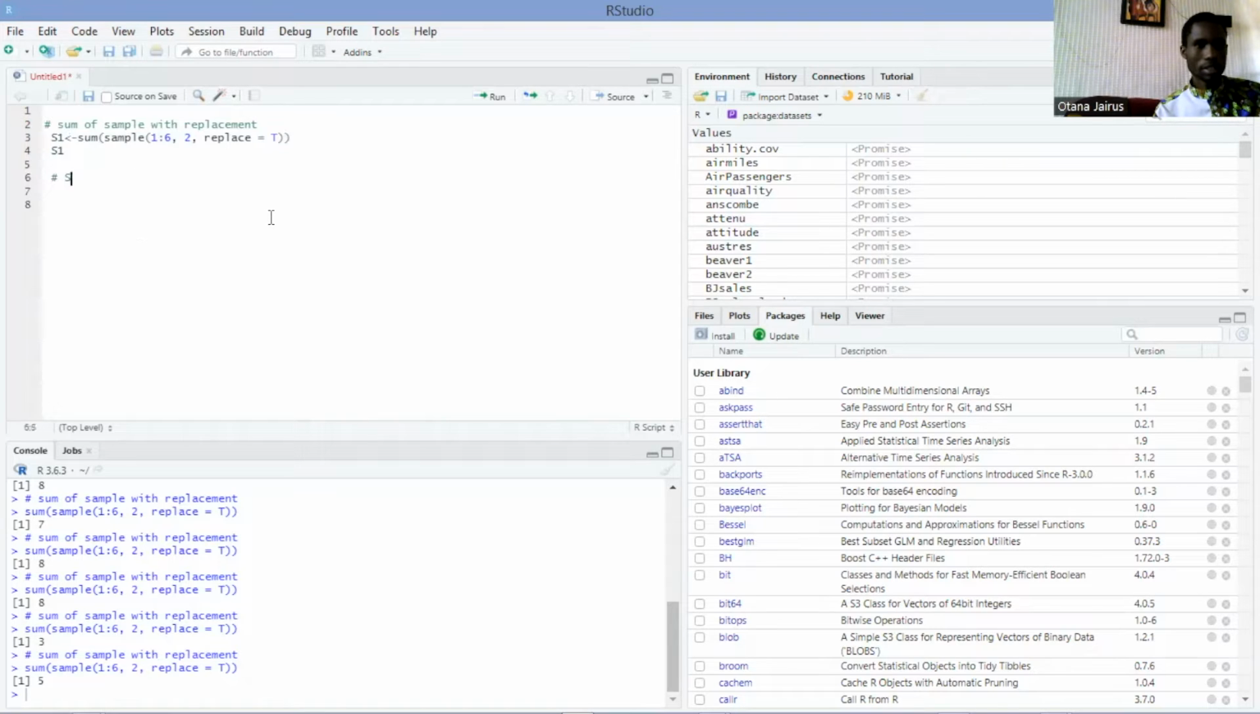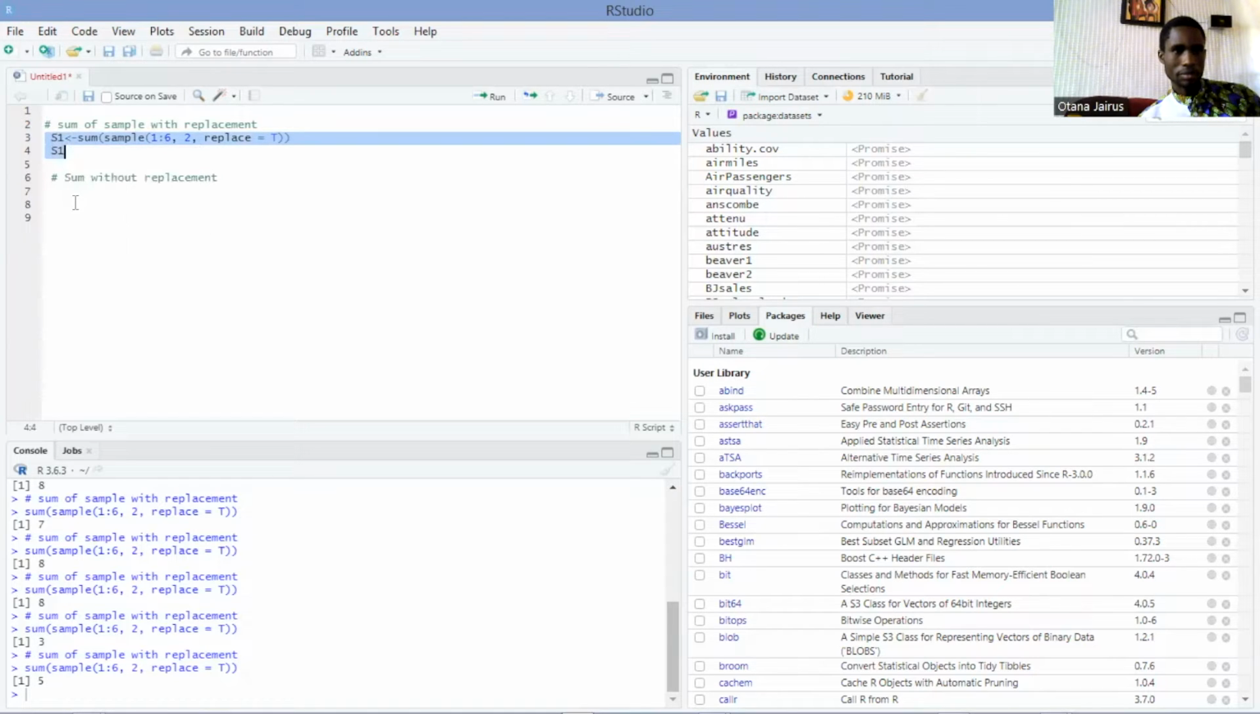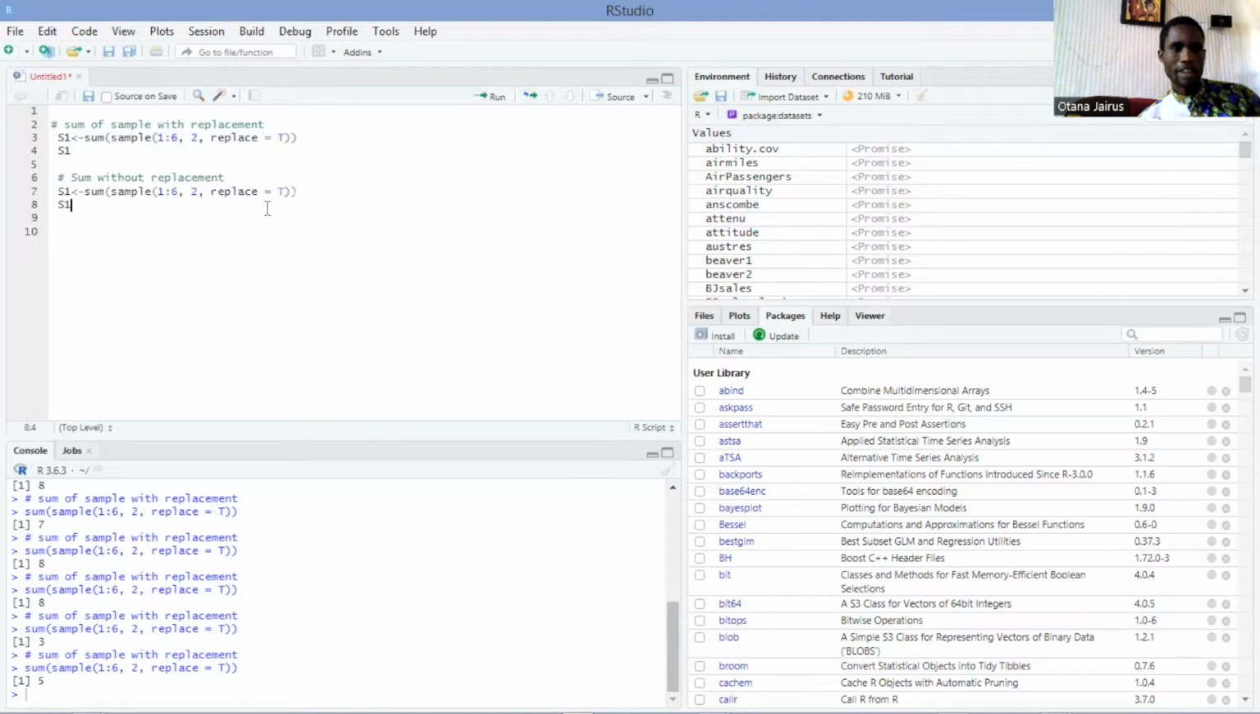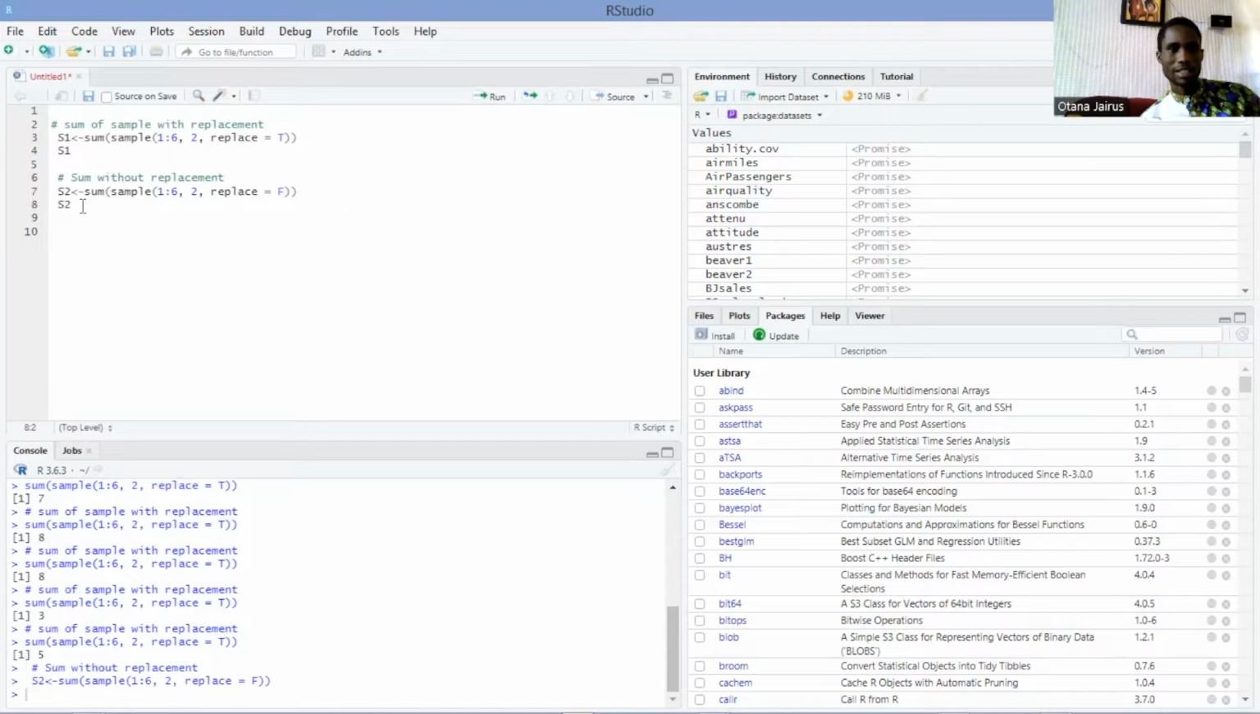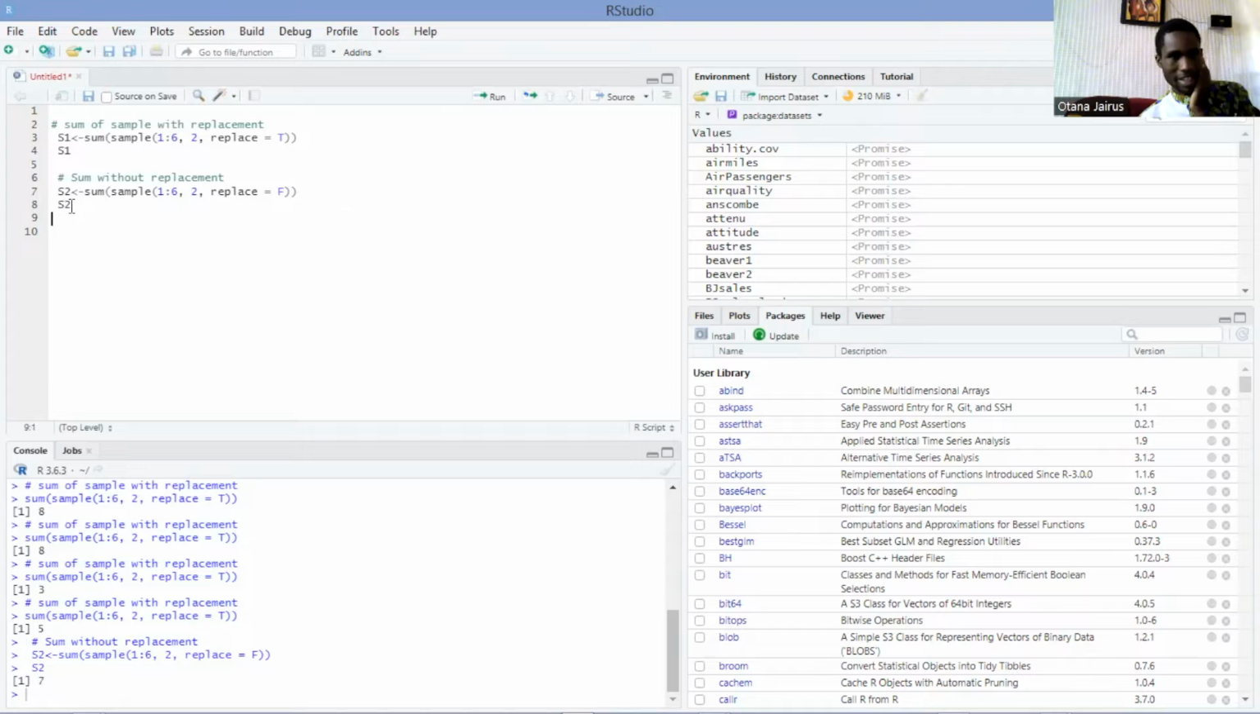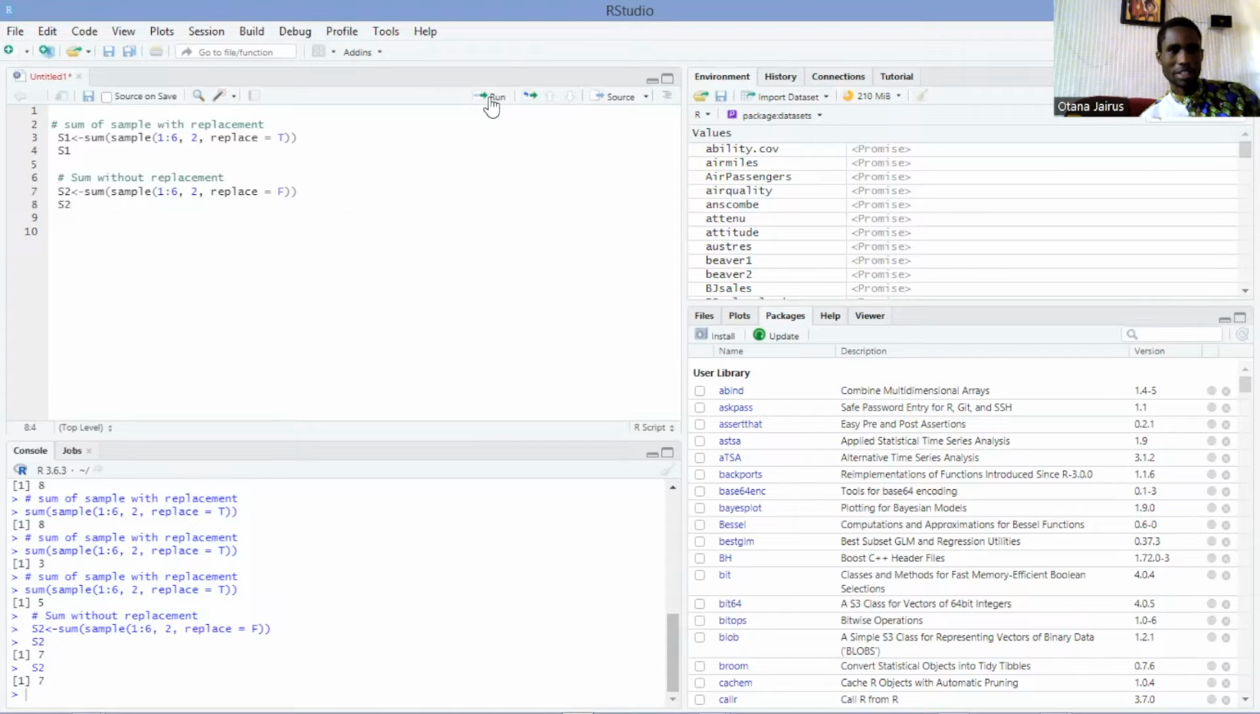So, sum without replacement. Please try and run it here to see whether the summation is still random or not. Because it is without replacement, here for replace you say FALSE. Then from here, you can see that our first summation is 7. When you run the second time, 7.